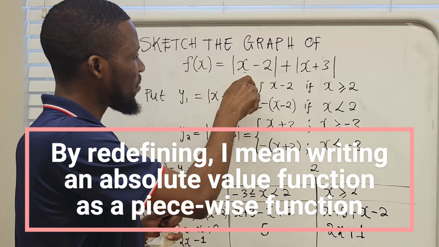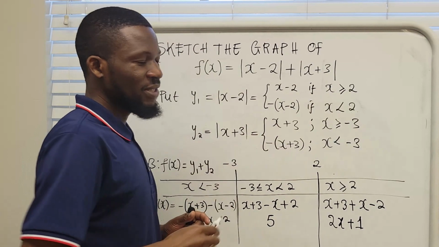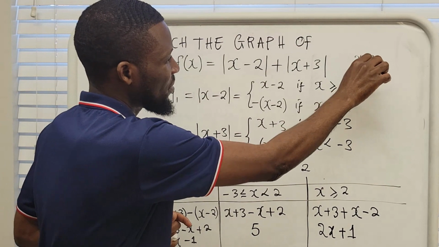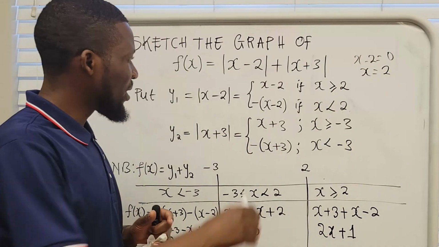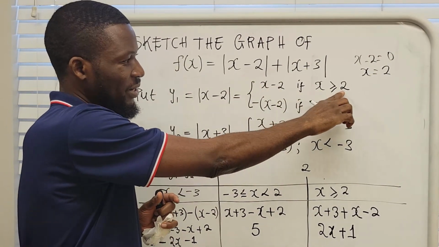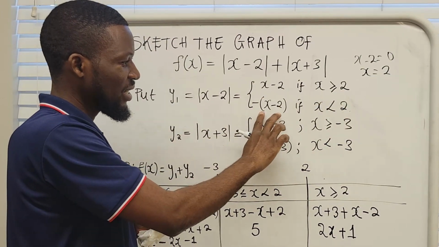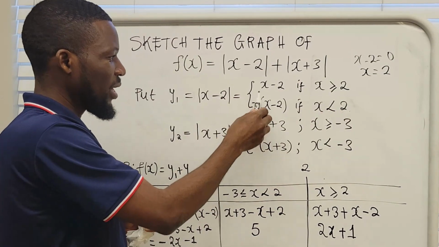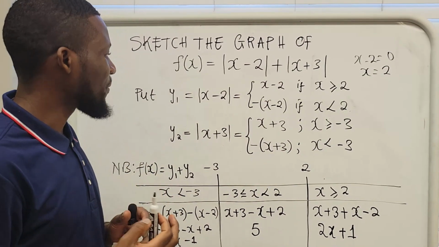So the absolute value of x minus 2 can be written as x minus 2 if x is greater than or equal to 2. So you have x minus 2 equal to 0, so that x is equal to 2. We define the first part as x minus 2 for the values of x that are greater than or equal to 2. Then the second part is negative x minus 2 if x is less than 2. So we are saying positive and negative from the definition of the absolute value function.